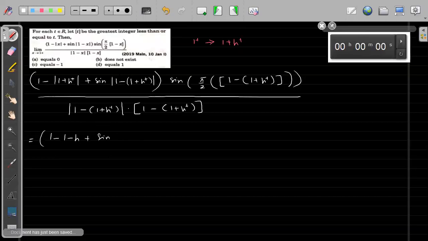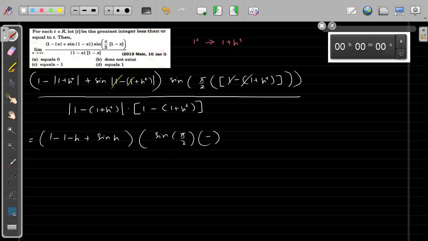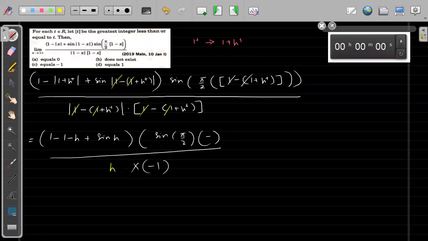1 and 1 will get cancelled. This one and this one will get cancelled. So you simply have h plus. This is h, right? Into sine of pi by 2 into this is 1 minus, so 1 and 1 will get cancelled. You will have minus of h, so this will become minus. So this will become exactly minus, whole thing divided by, again this 1 and 1 will get cancelled, only minus 1 remains, so this will become minus 1, into now this will become 1 minus, minus will get cancelled, minus of h plus modulus will become simply h, right?